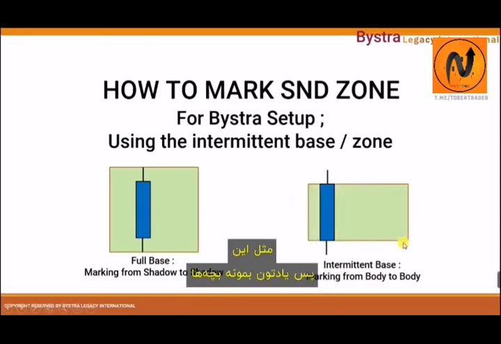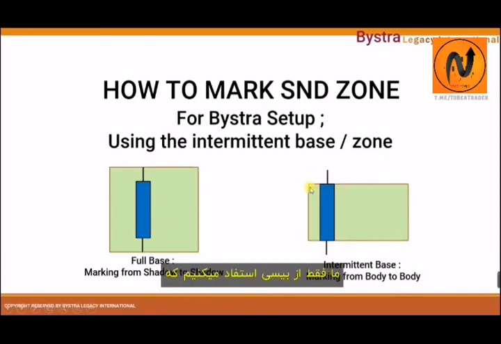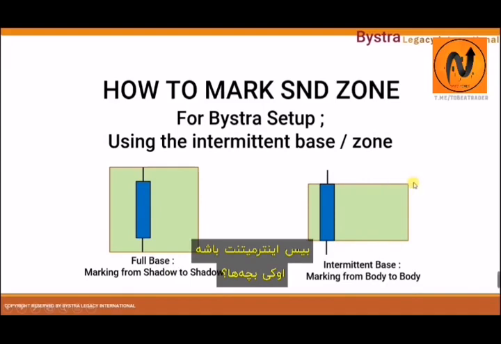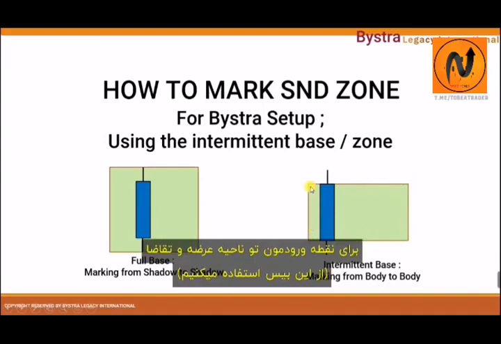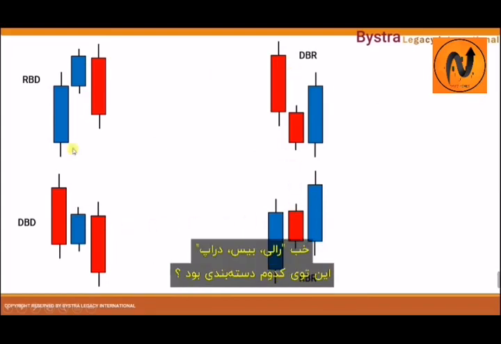So remember, guys, all of our Bijstra setup, all of our entry points and so on will only use the base, which is the intermittent base, as our entry point of supply and demand. Now let's look at this one. Here there are 4 types of supply and demand. So the Rayleigh-based drop, which category does this fall under?